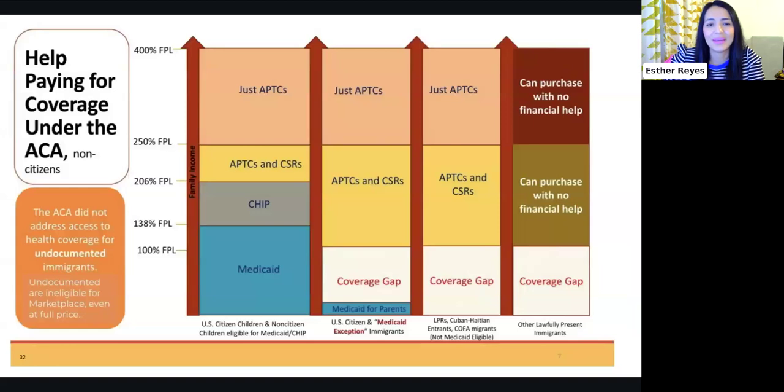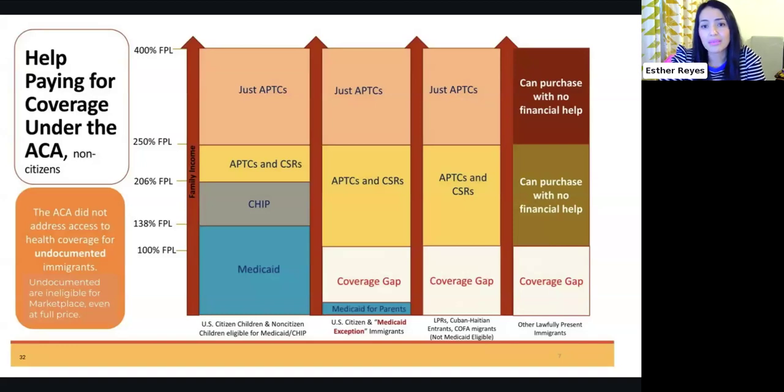Okay, so in this chart, we can see how these changes combined impact immigrants in Texas. So on the far left, you'll see US citizen children and non-citizen children may be eligible for Medicaid, CHIP, premium tax credits, and cost sharing reductions based on their family's household income. And as you may be familiar, US citizens and a very small group of immigrants may be eligible for financial help above 100% of the federal poverty level.